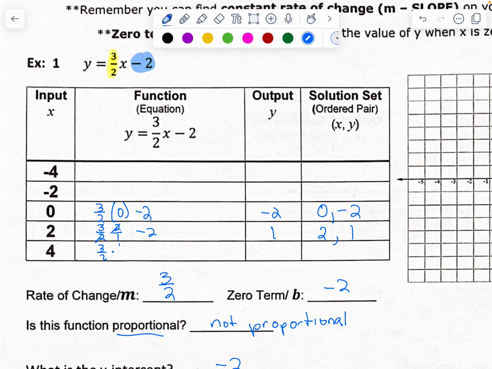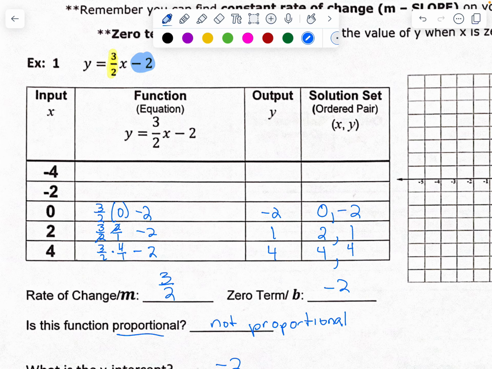And then I'm going to go 3/2 times 4 over 1. That's 3 times 4 is 12. 12 divided by 2 is 6. 6 minus 2 is 4. And so that is 4 and 4.